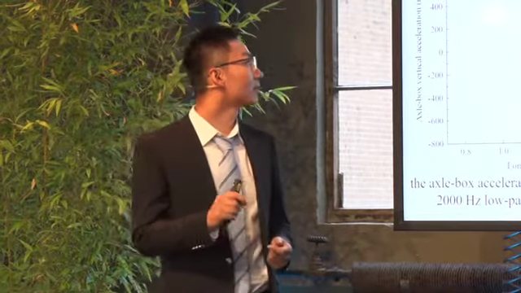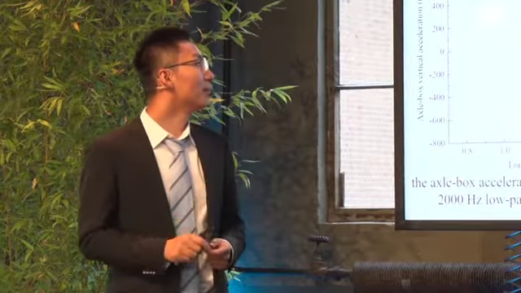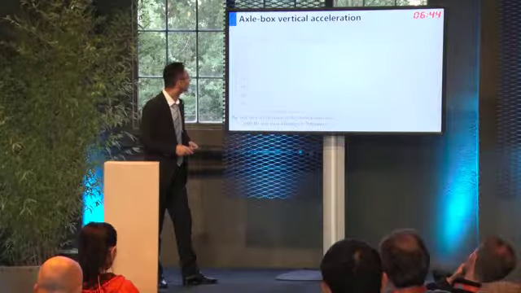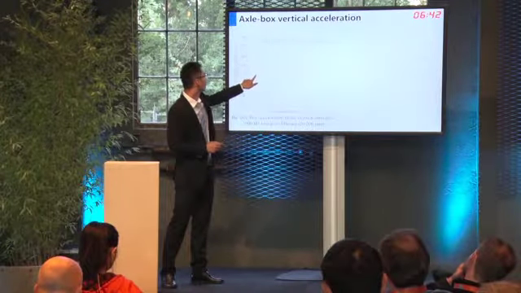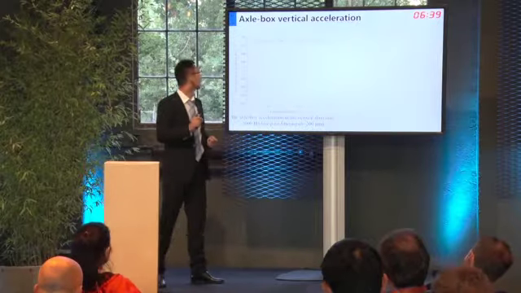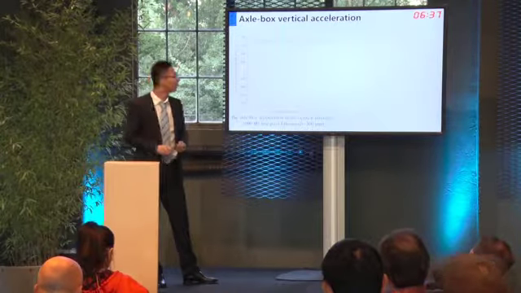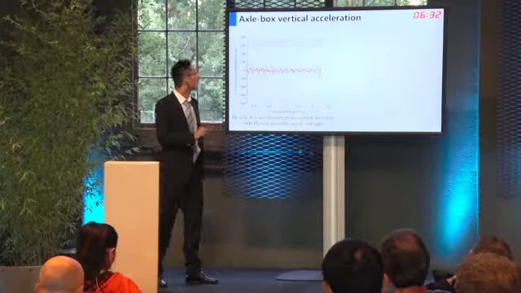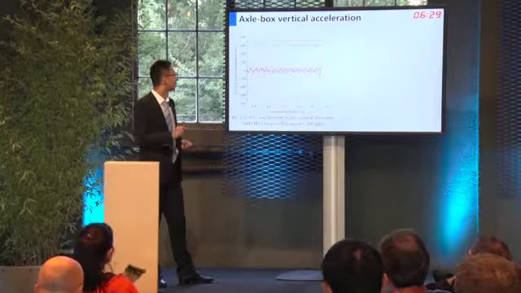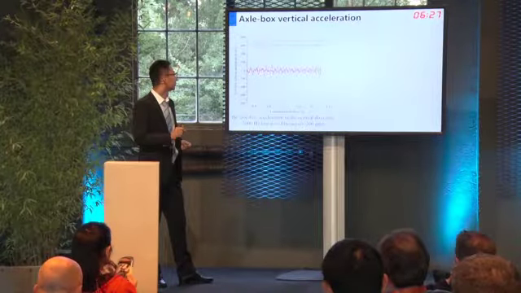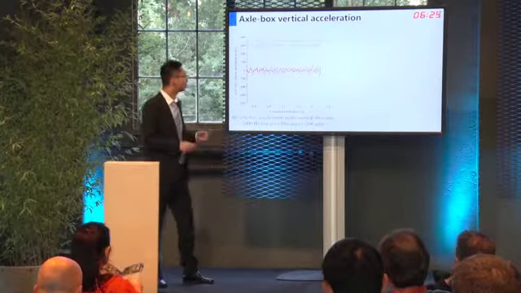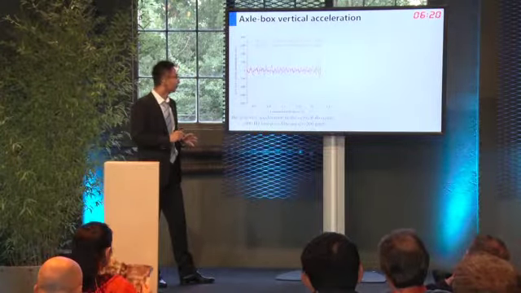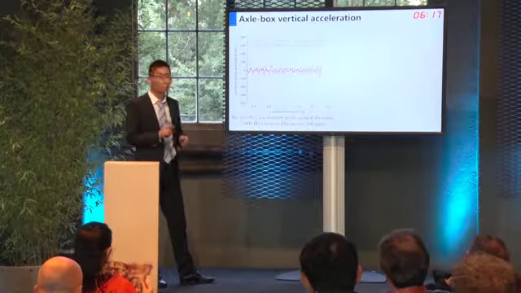And for the wavelength of 31.5 millimeters, the resilient wheel can reduce the acceleration by 20%. While for the wavelength of 80 millimeters, we can see that the acceleration of the resilient wheel is even higher. This is due to the resonance of the axle box.